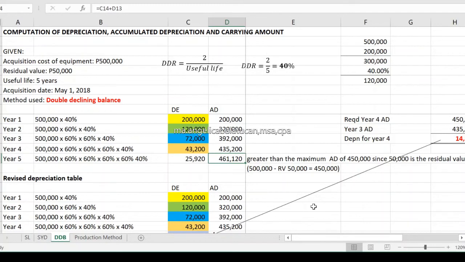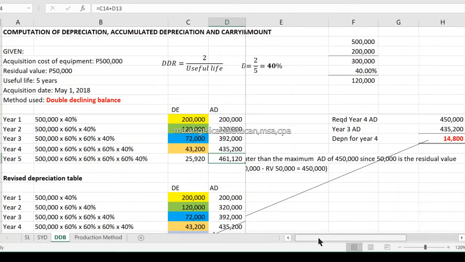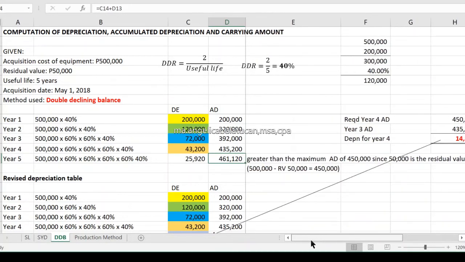But if you sum up all of the depreciation, you will arrive at 461,120, which is greater than the maximum accumulated depreciation of 450,000. Why would this be the maximum accumulated depreciation? Because we have the residual value of 50,000. So at the end of the life of the asset, the residual value should still be 50,000.